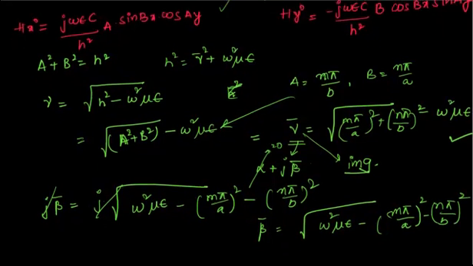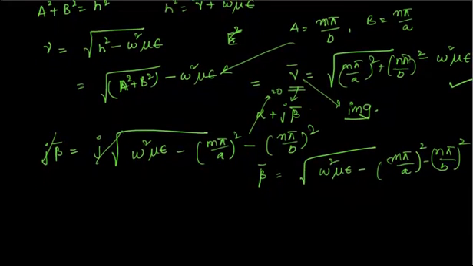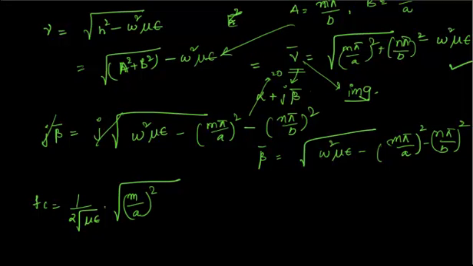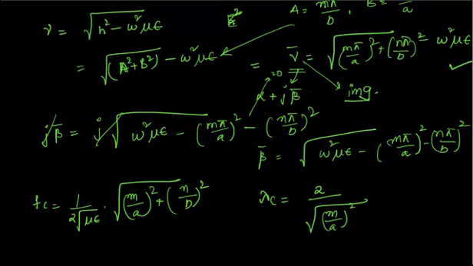And the other relation that you can derive is the cutoff frequency. The cutoff frequency can be written as 1 by 2 root mu epsilon into root over n by a whole square plus n by b whole square. And you also know there is a relation between lambda and fc, that is 2 by root over n by a whole square plus n by b whole square.